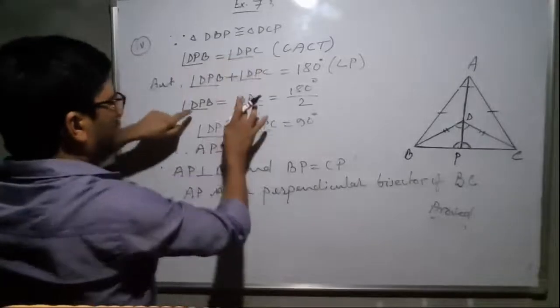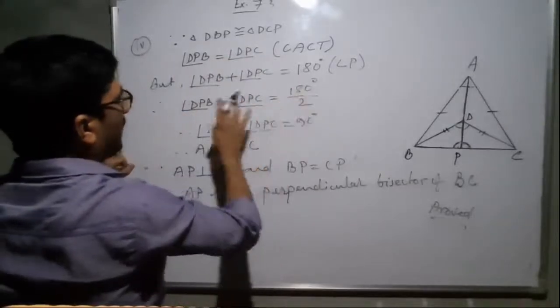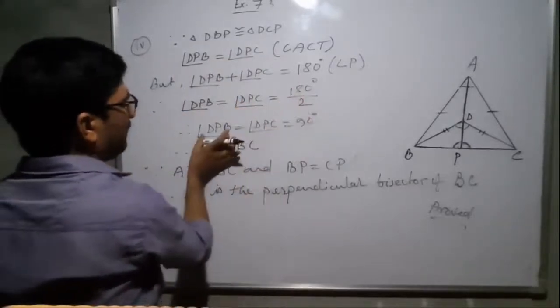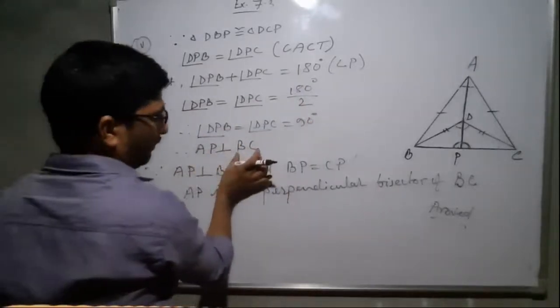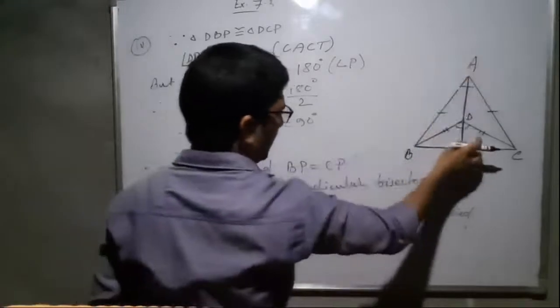That you have written, this is equal to 180 divided by 2. Okay, that is angle DPB equal to angle DPC, which is 90 degrees. This means AP is perpendicular to BC. This AP is perpendicular to BC since the angles are 90 degrees.